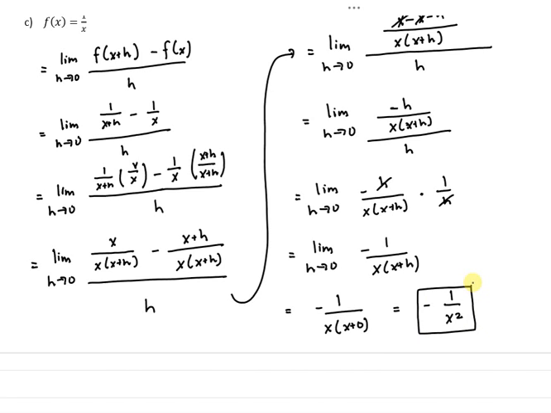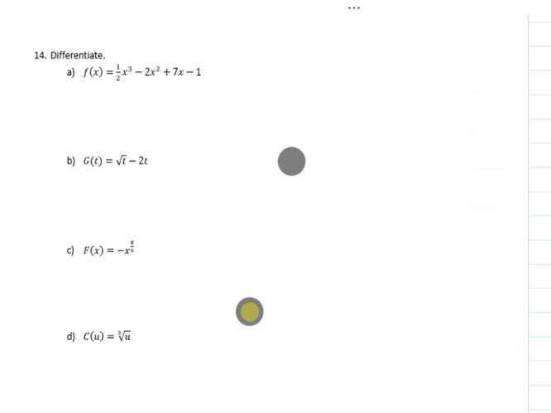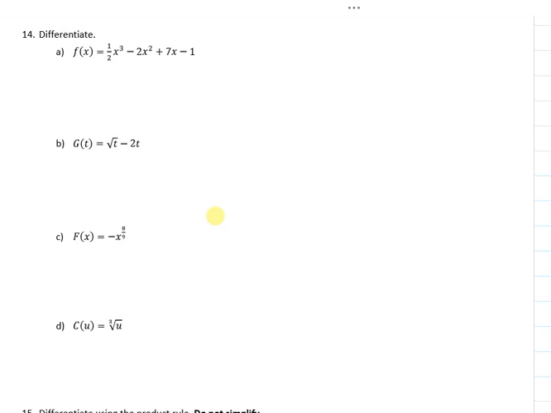Moving to the next page. Derivatives. Okay, differentiating. This first one is just a polynomial. So we have f prime of x equals, the 3 gets multiplied in front, so 3 halves x squared minus 4x plus 7.